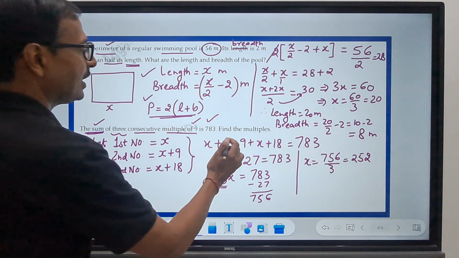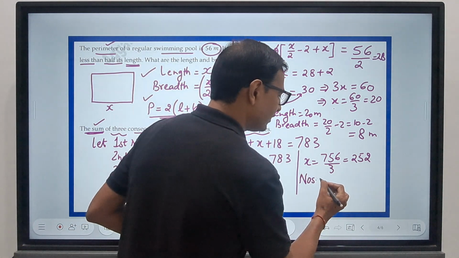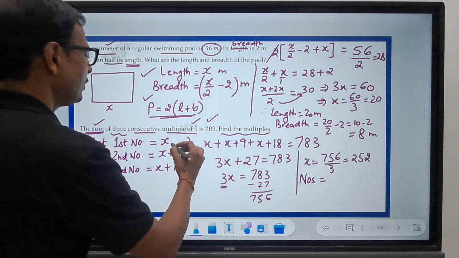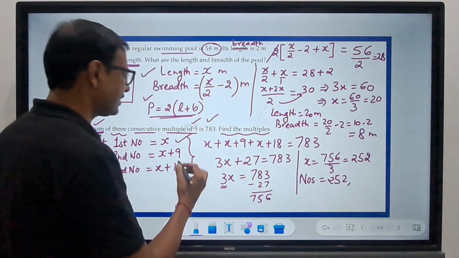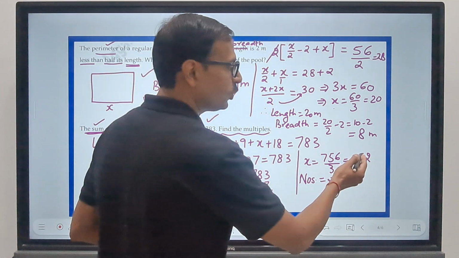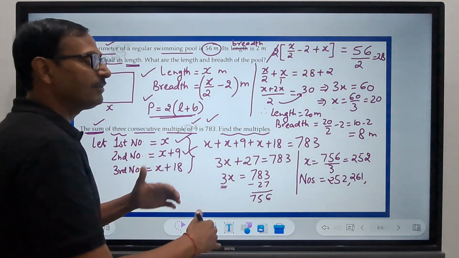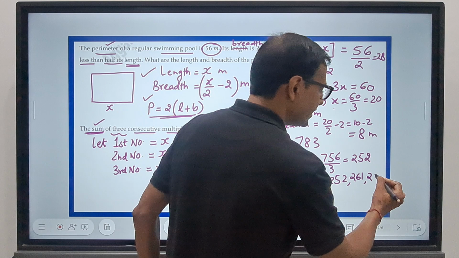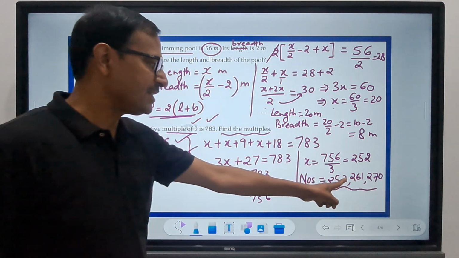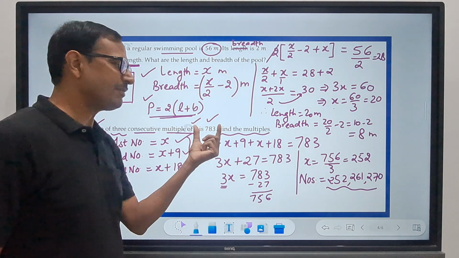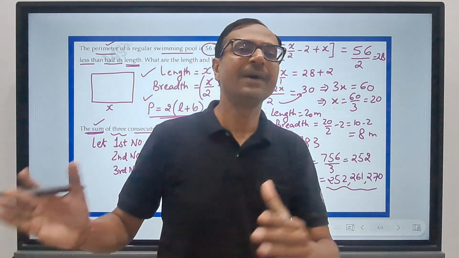So he wanted us to find the multiples, right? So the numbers are, we assumed x, so x is 252. Then the next number is x plus 9, so 252 plus 9 is 261. And then add 9 further, you get 270. So the numbers are these 3 numbers, and you can check these 3 numbers are going to add up to 783, thereby confirming that we have got the correct answer.